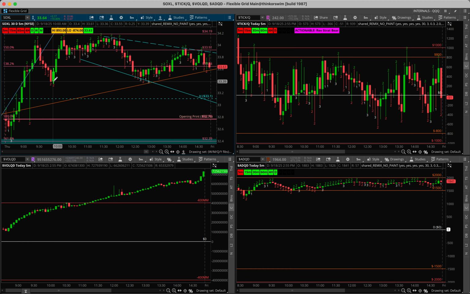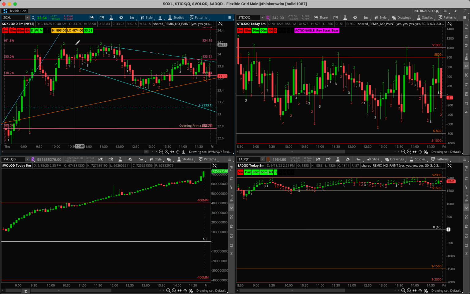We did get the pullback below the 138.2 fib extension, but that was a higher low, what I consider to be a higher low in the 5-minute time frame, right? Not counting this, I guess I'm going to call it a phantom wick. And then it pressed up to the 161.8 fib extension. And then you can see for the rest of the day, we kind of went back and forth in between those levels.